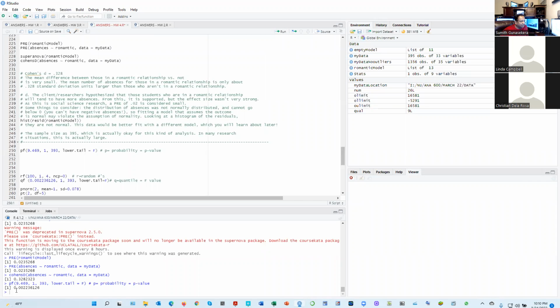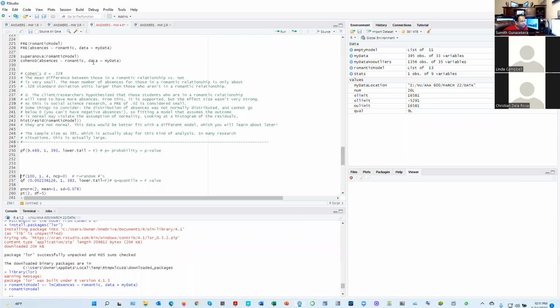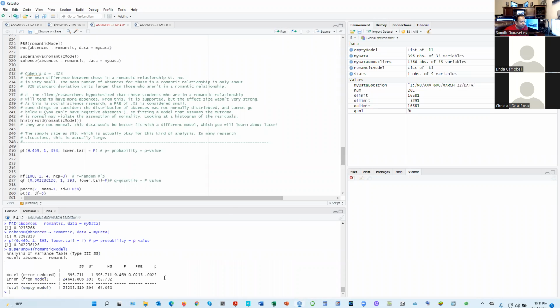See, 0.0022. That's the same thing you saw with Supernova. If I run Supernova here, it's 0.0022. It's actually 0.00223610. It has been expressed to 4 decimal places over here.